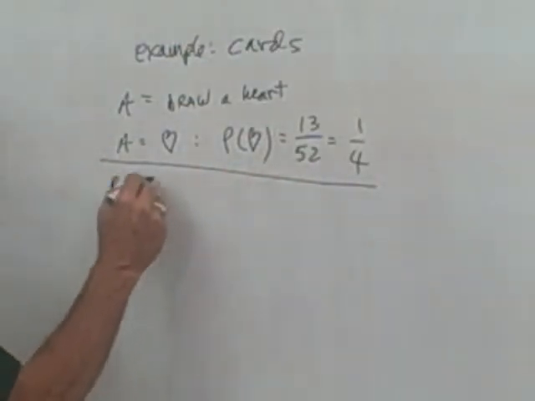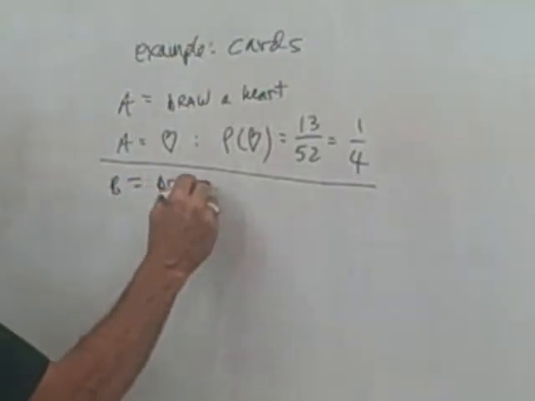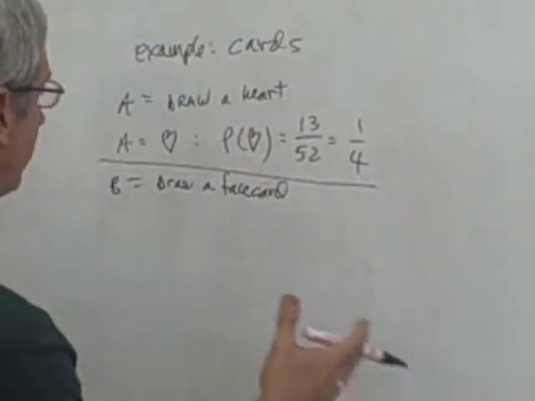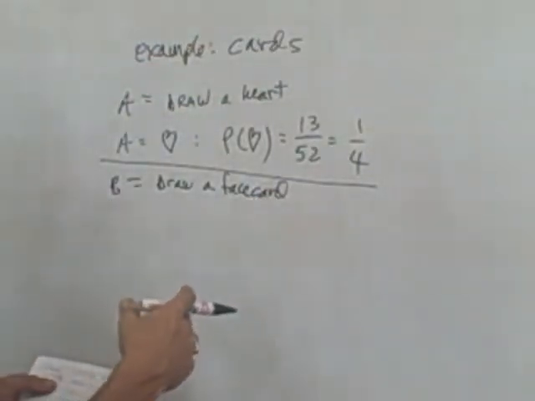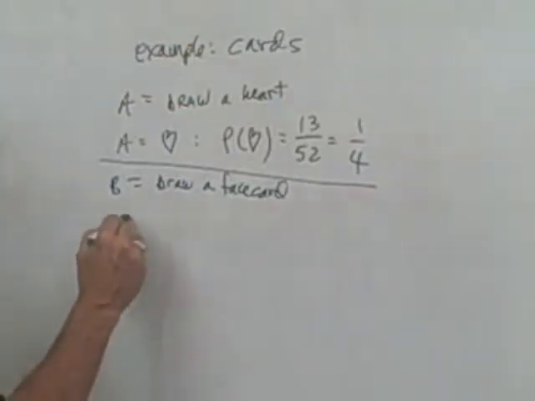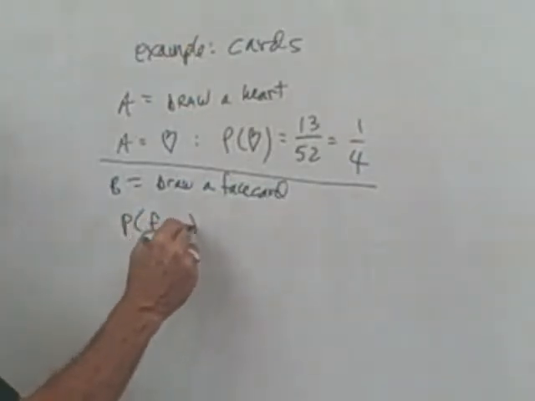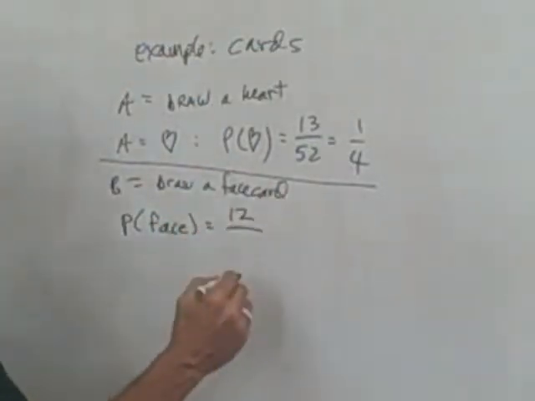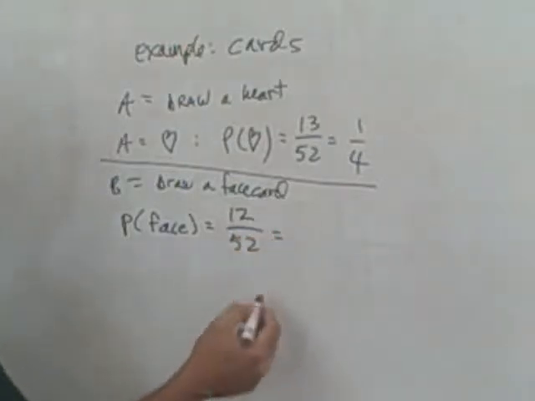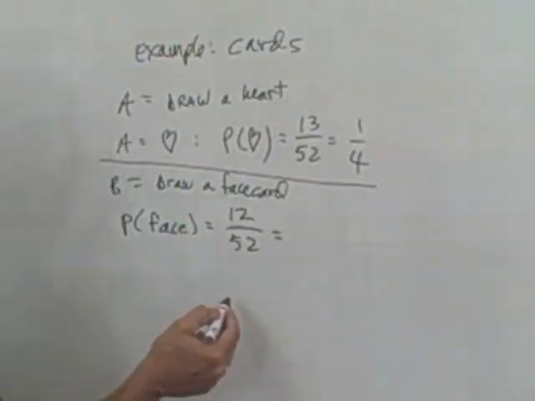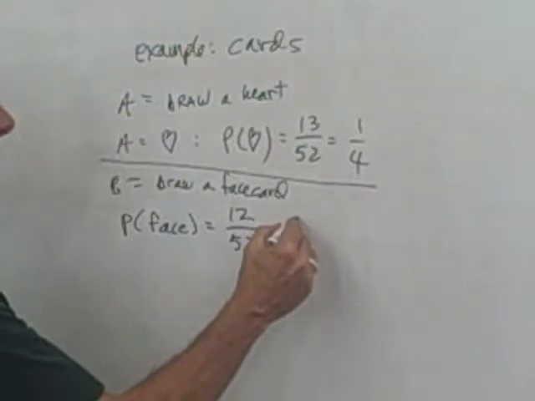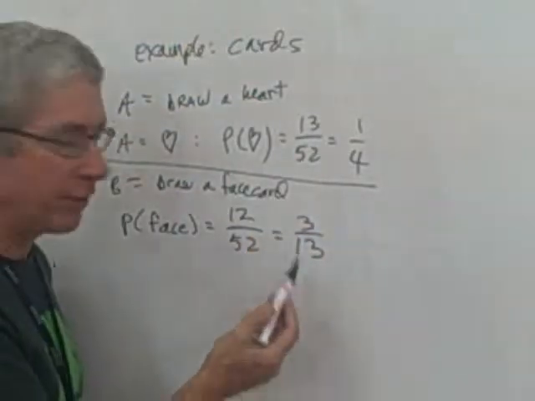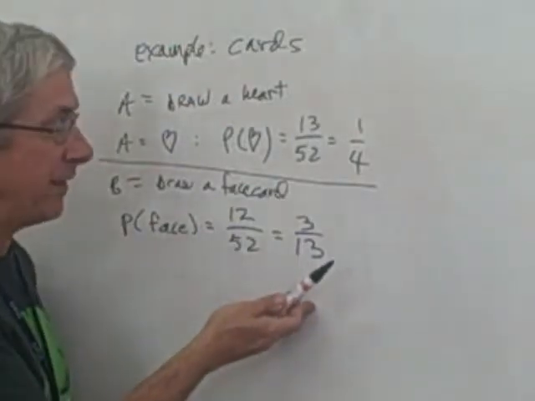How about B, draw a face card? Okay, well, remember the face cards are the Jack, the Queen, the King? So if we count up all the Jacks, Queens, and Kings, what's the probability of getting a face card? Well, there are 3 in each suit. There are 4 suits. That makes a total of 12 face cards in the deck out of 52. These reduce now, and you divide both by 4. You get 3, and then 4 goes into 52 13 times. So 3 out of every 13 cards is a face card.